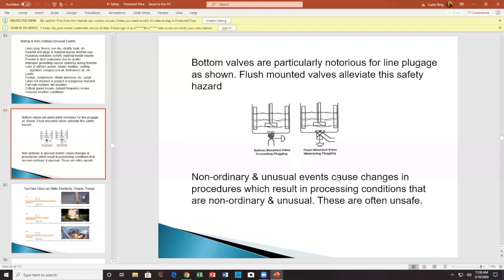Non-ordinary and unusual events cause changes in procedure, which results in process conditions that are non-ordinary and unusual. Right. A flush mouth valve will eliminate the safety hazard. Now, the problem is the whole world is built on this configuration, so changing out the flush mouth valve is expensive. To be completely safe, they should change out, but that's going to be too costly to do.